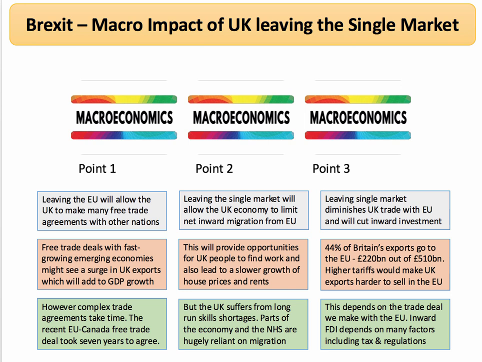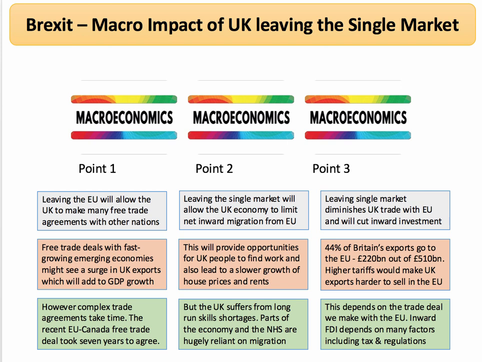Leaving the EU allows the UK to make free trade agreements with other countries. So we might be able to sign a free trade agreement with India, for example, or China, or countries in sub-Saharan Africa. So that could help our export sectors. Evaluation point, however, these trade agreements take a long time to come to fruition. The recent European Union-Canada free trade agreement took 7 years to agree.